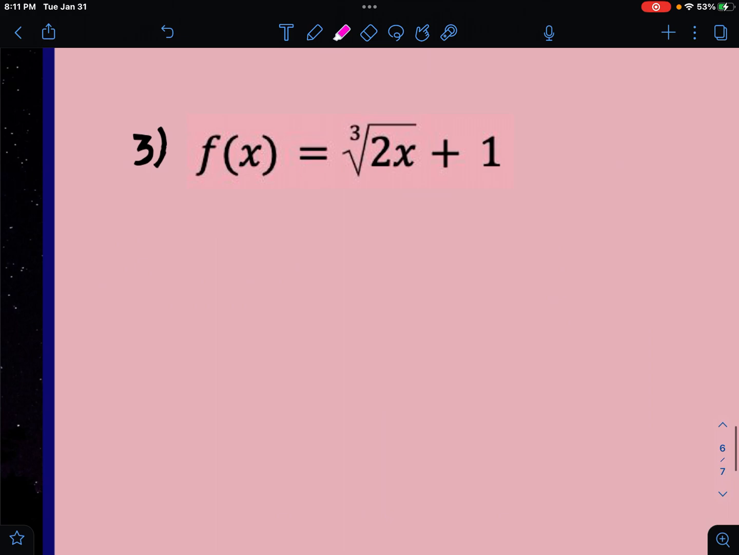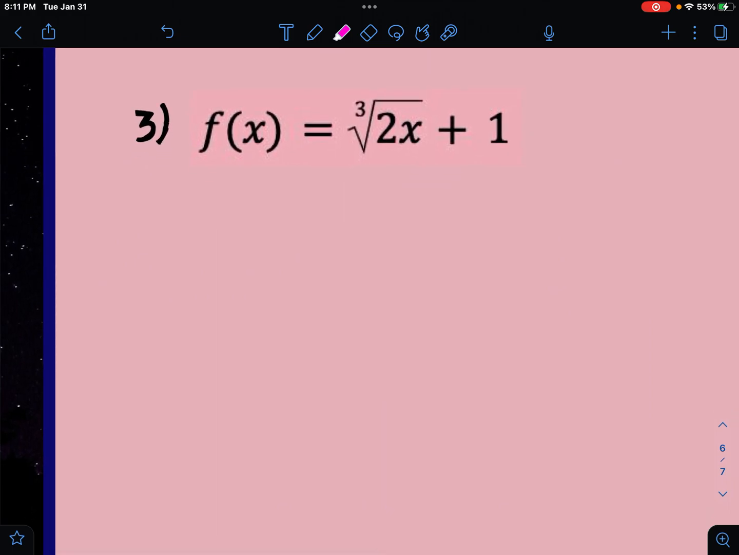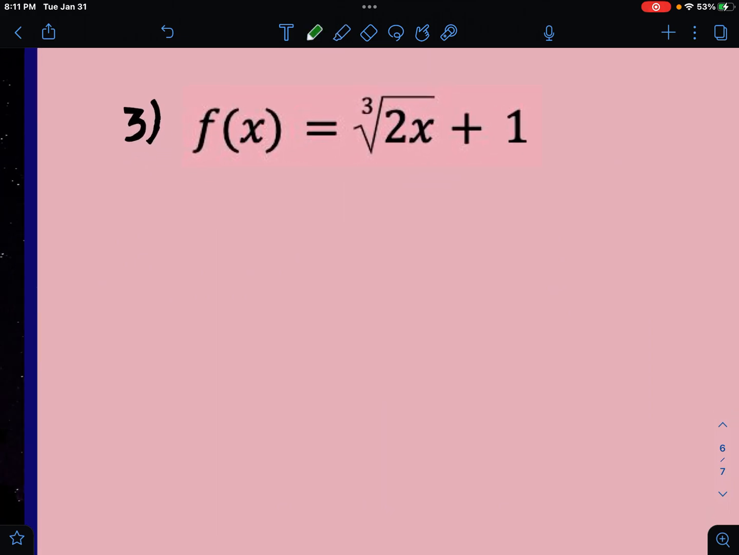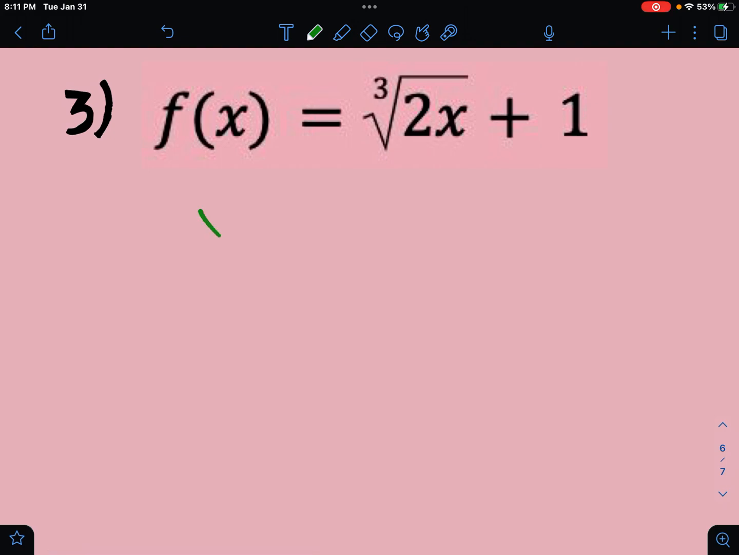All right. The next one. Here I need to replace f of x with y.